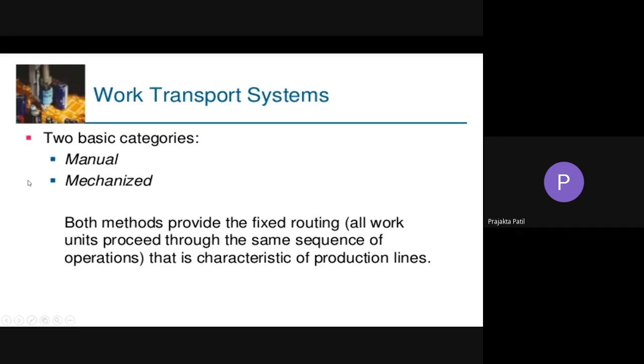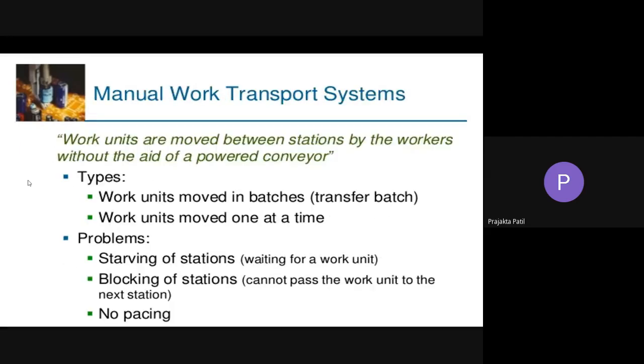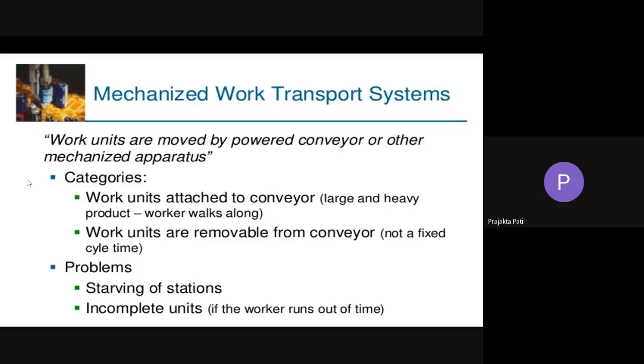So we have already discussed these work transport systems. In this, we have said that there are two categories: manual and mechanized. Under manual workstations, we face these problems of starving and blocking. Because of this, if you include buffer storages, then you can do away with these starving and blocking problems. Then come the mechanized workstations, wherein you either have some powered conveyors or some mechanized apparatus.